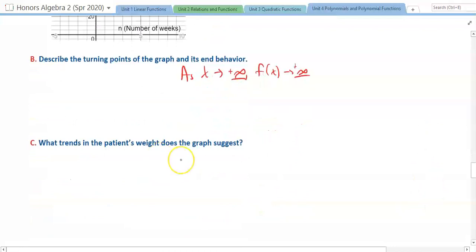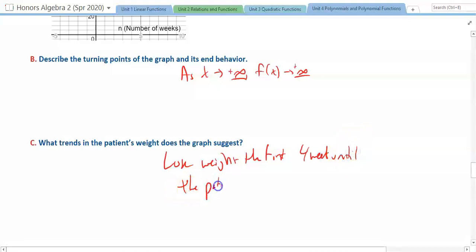So what does the graph suggest about the patient's weight? So they lose weight the first 4 weeks until the patient begins to gain weight. And there you have it.